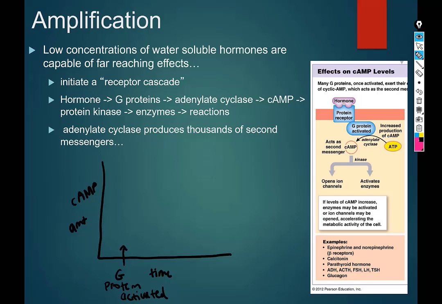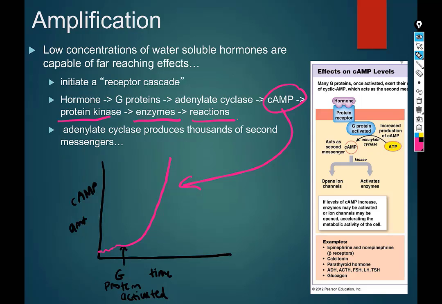So maybe, let me change colors. So maybe a hormone level, or a cyclic AMP level inside the cell, is relatively low. Then a hormone binds, the G protein is activated, and the cyclic AMP amount rapidly rises after that. So that is this. And we know that cyclic AMP activates protein kinases. Protein kinases activate enzymes, and enzymes are then able to catalyze chemical reactions.